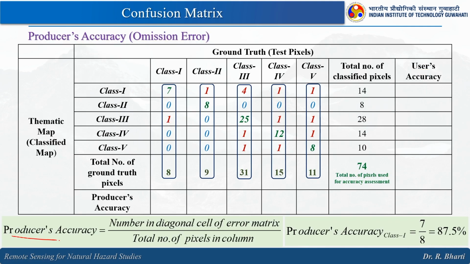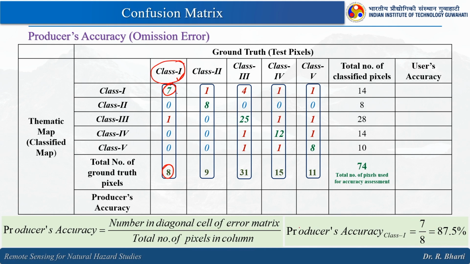We will go with the producer accuracy: the number in the diagonal cell of the error matrix divided by the total number of pixels in the column. So this is the value 7 by 8. This particular class, class 1, has 87.5% producer accuracy. That means if I am the classifier, I will say that I have produced 87.5% accurate result for class 1.